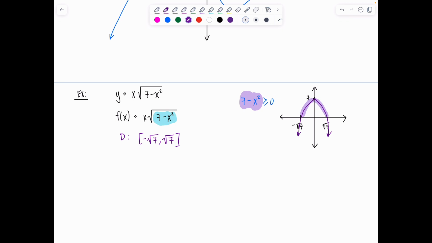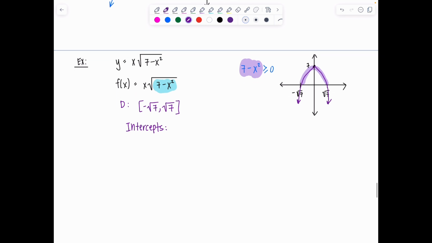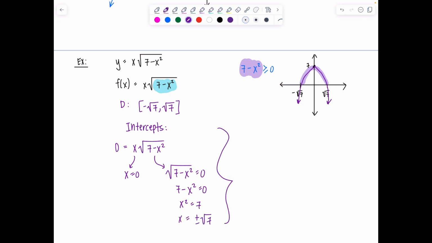Now let's go ahead and find our intercepts. All right. So x-intercepts, I'm going to set f of x equal to 0. And I have x times rad 7 minus x squared. I'm going to use the zero product property. So either x is 0 or rad 7 minus x squared is 0. X is 0, that one's done. This means 7 minus x squared is 0. X squared is 7. So plus or minus rad 7. And again, see how (0, 0) is an intercept? So I also have my y-intercept. And then plus or minus rad 7 comma 0. So I have 3 intercepts total.